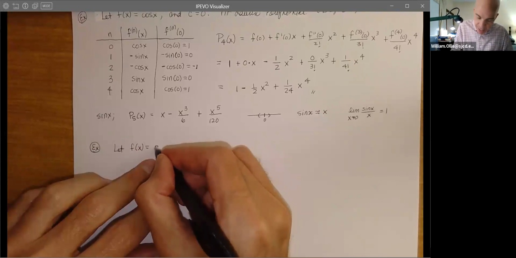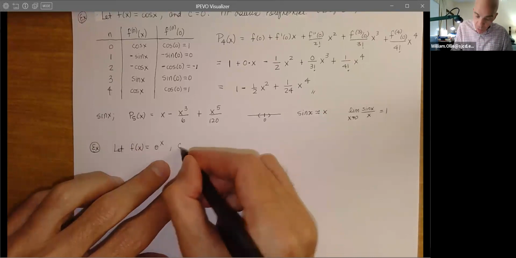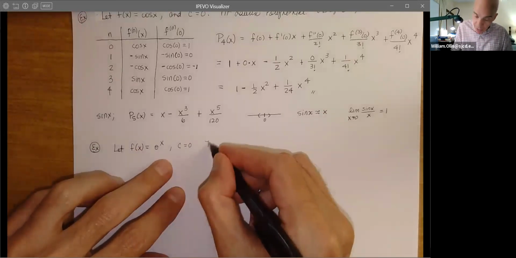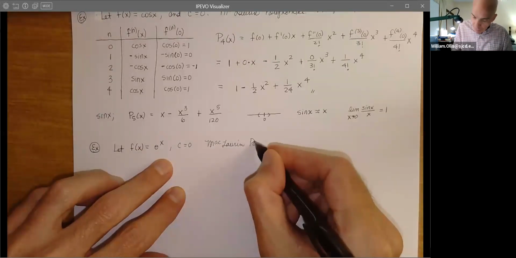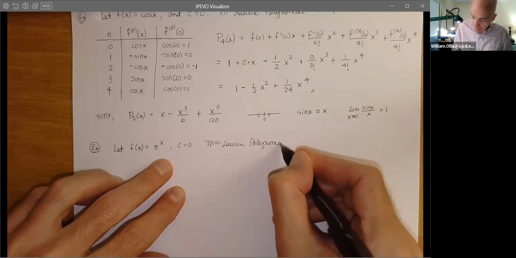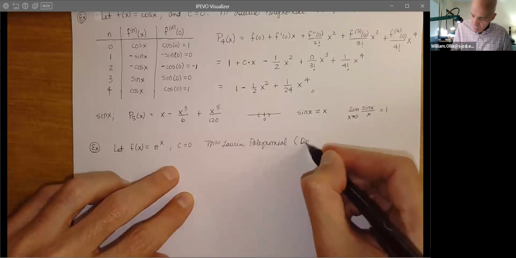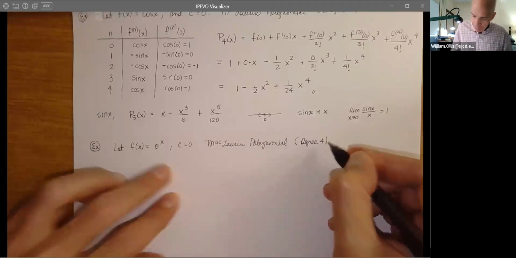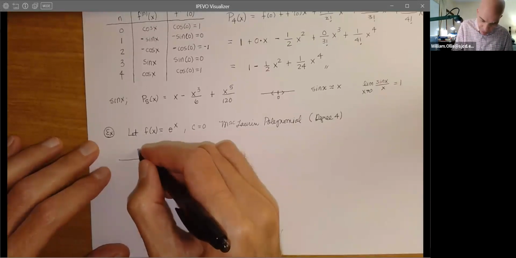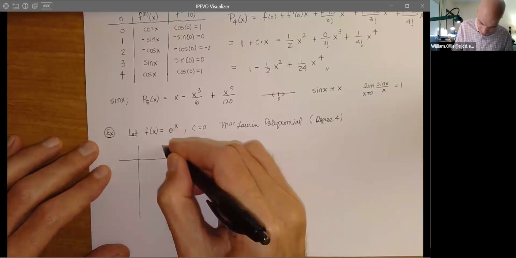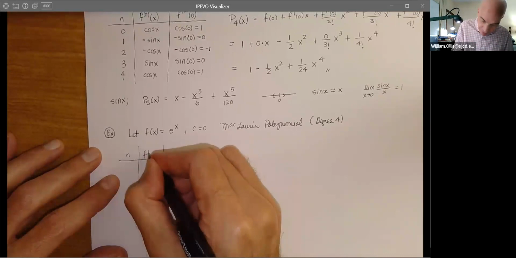So let's look at e to the x, which is our friend that has the easiest derivatives on the planet. And we'll say that we want another Maclaurin polynomial. Let's just say here, we'll do a degree 4 too. So we'll do the same thing, but talk about simple. So now we have n, the nth derivative.